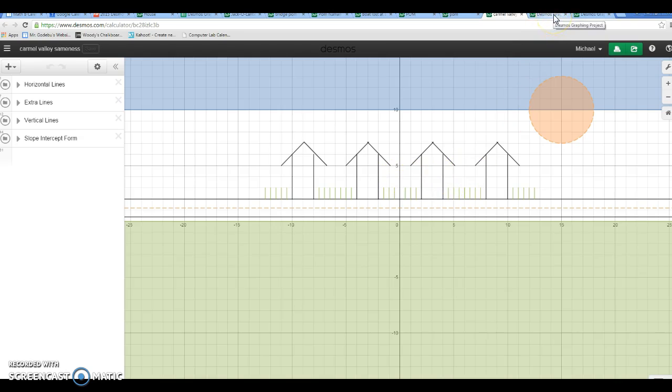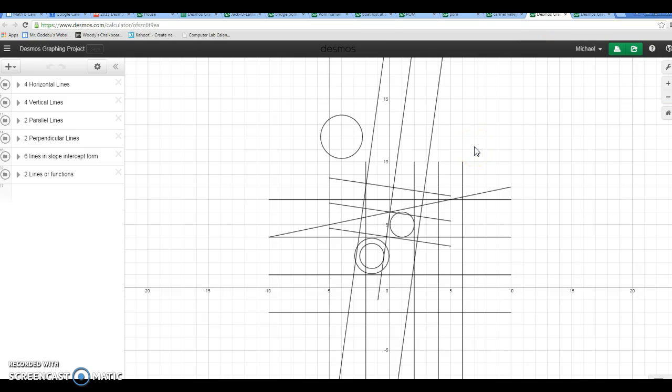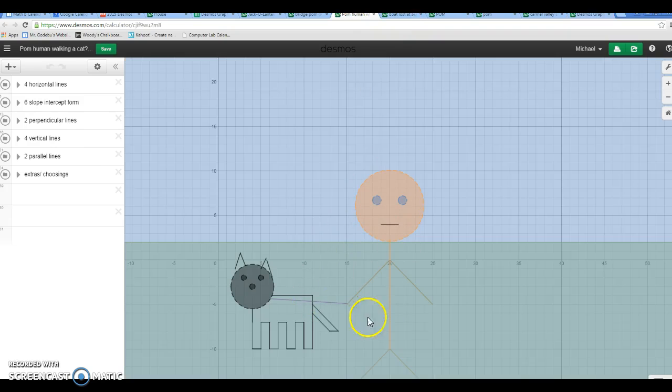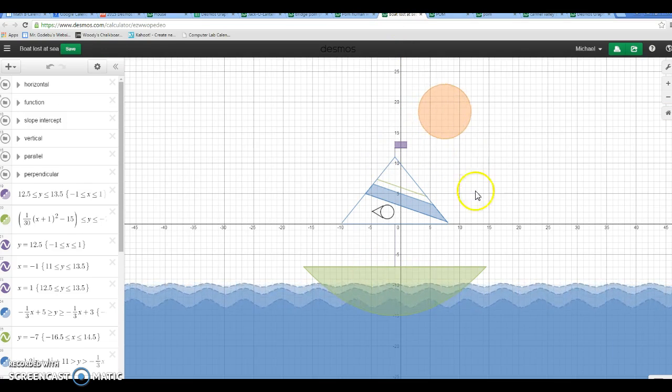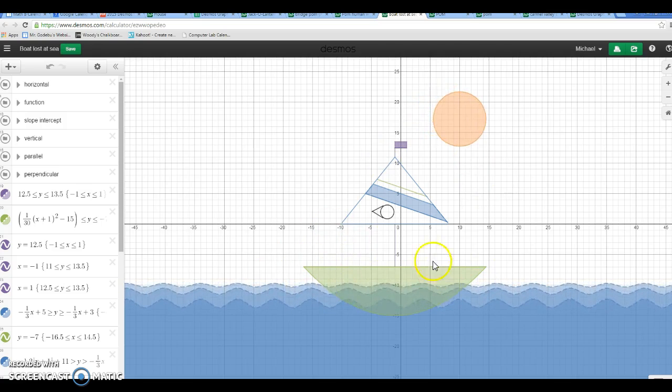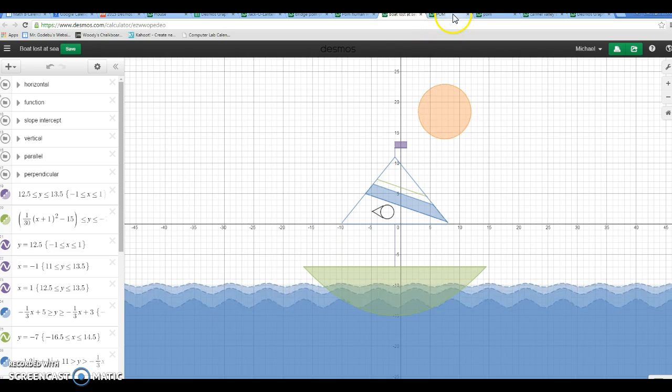Let me show you a not so good example. A random bunch of lines. This person didn't get full credit because it doesn't look like anything. Let me show you another one that's pretty good. How about, well, here's a human walking a cat, right? How about a boat lost at sea? And you can see that it has more than just lines on it. And it's pretty cool that these things can move, too.